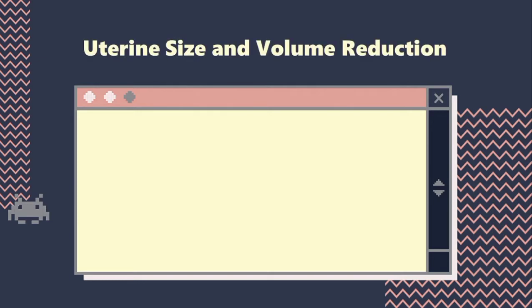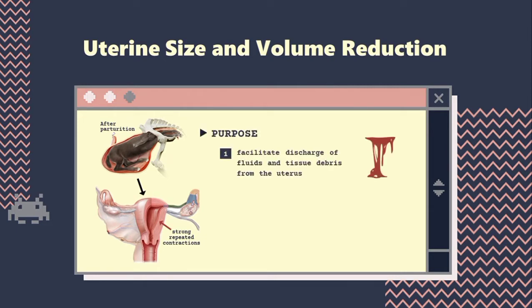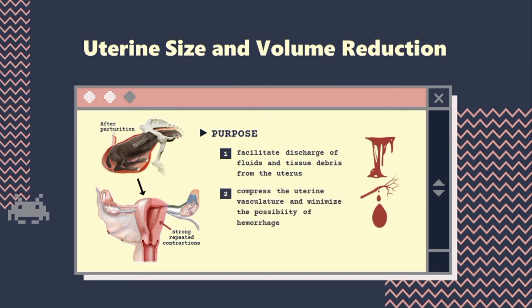First, the reduction in uterine size and volume is usually brought about by the first major event of puerperium, which is the myometrial contractions. Immediately after parturition, the myometrium undergoes strong repeated contractions. The purpose of these contractions is threefold. First, they facilitate discharge of fluids and tissue debris from the uterus. Secondly, the contractions compress the uterine vasculature and help minimize the possibility of hemorrhage. Third, myometrial contractions reduce the overall size of the uterus.